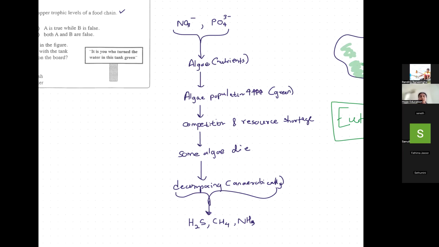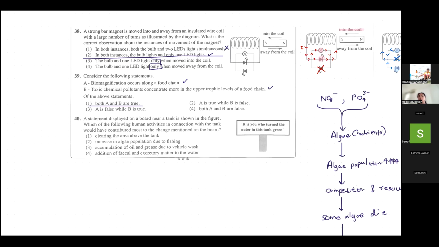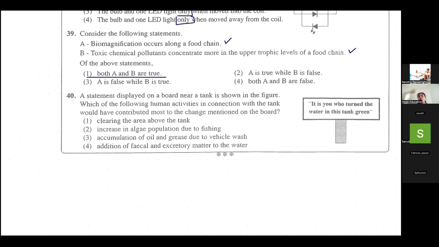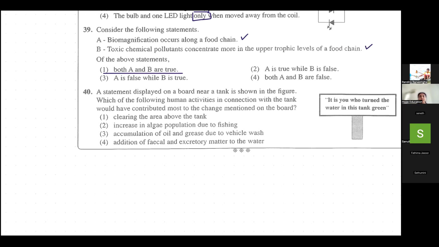All right. ඒකයි මෙතනම it is you who turn the water in this tank green කියලා කියන්නේ. Algae හැදුනට algae හැදුවේ අපි. Because we are the ones who release the toxicants, right? So the question is, which of the following human activities in connection with the tank would have contributed most for this condition? Okay.